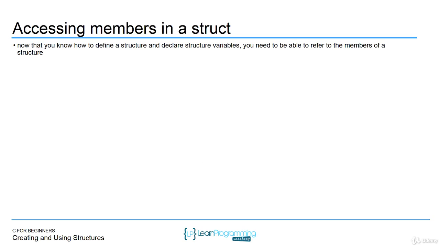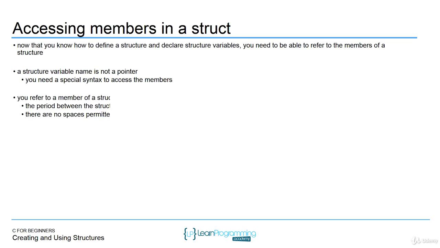So now that you know how to define a structure, and now you know how to declare structure variables, you now need to be able to understand how to refer to those members of a struct. Right? You have to access them. If you couldn't access them to see the values or set values, it would be useless. So a structure variable name is not a pointer. So you need a special syntax to access the members, because pointers usually contain just the value of an address. Right? And if it's not a pointer, then you're going to need some special syntax.